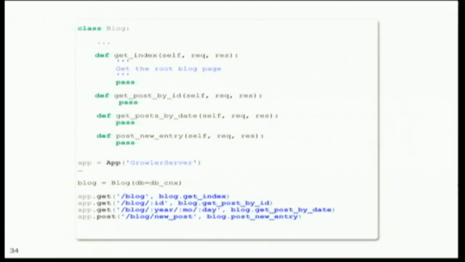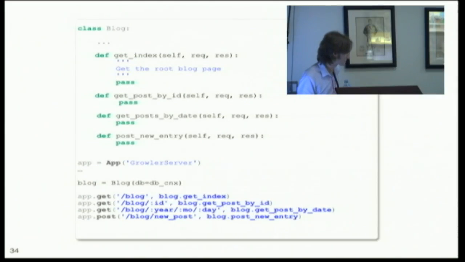OK, and there's one other cool thing. Maybe there's a few. But one other thing I'm going to talk about right now. If you want to make an instance of some kind of application, like a blog, and we have these functions here: get index, get post by ID, get post by date, post new entry. And then we create our blog at the bottom, and then we call these functions. We have to add these functions to the application. That's not very nice, though.